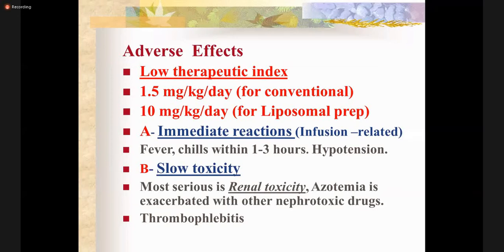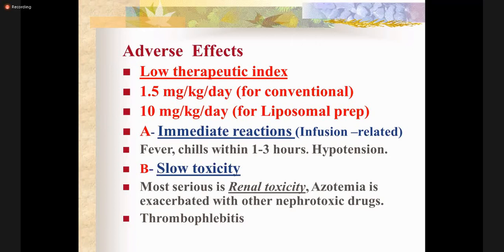What would be the side effects if you give amphotericin B? Sometimes it causes an immediate infusion reaction. The patient may have fever and chills within 1 to 3 hours. It may go to hypotension, lowering of the blood pressure. So one is the immediate effect. When you are infusing, you find out the symptoms, and sometimes it also causes slow toxicity.